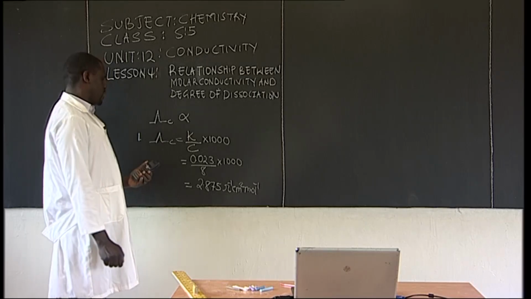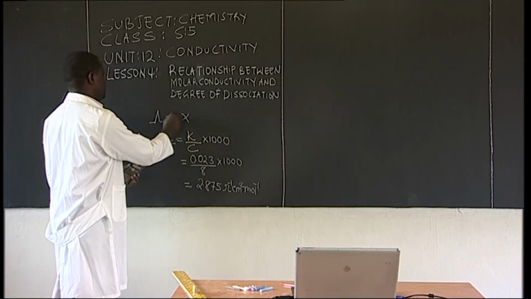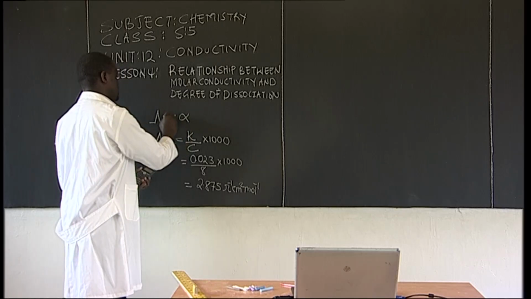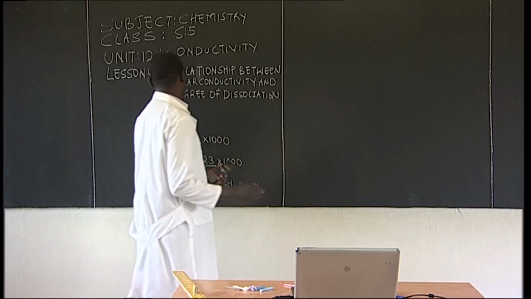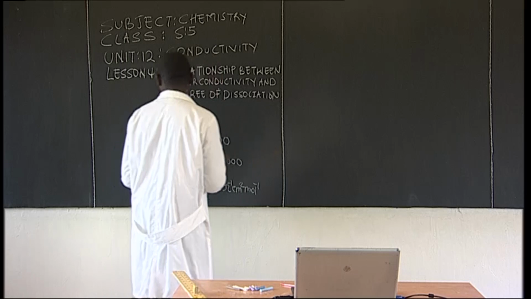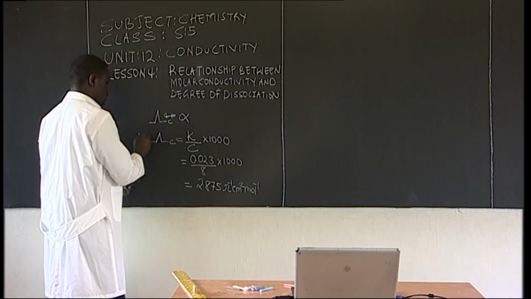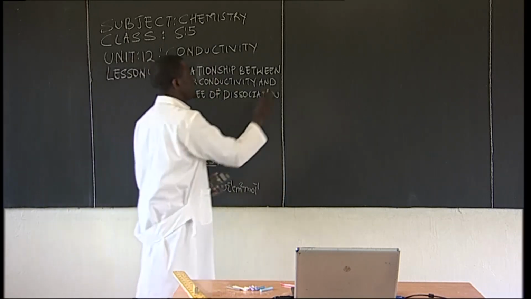Then now we go to the degree of dissociation, using this relationship. We can call the molar conductivity calculation part A, and then part B.